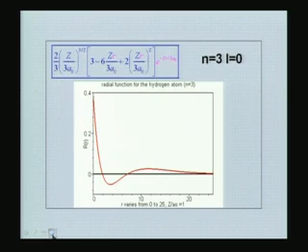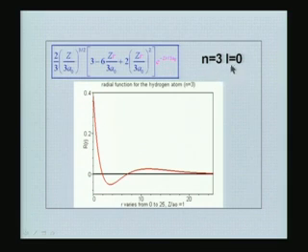For n equal to 3, the radial function is somewhat complicated. One of the reasons why I didn't want to derive all these polynomials is that the mathematics is a separate course by itself. The algebraic results, how we interpret them, is what is important.